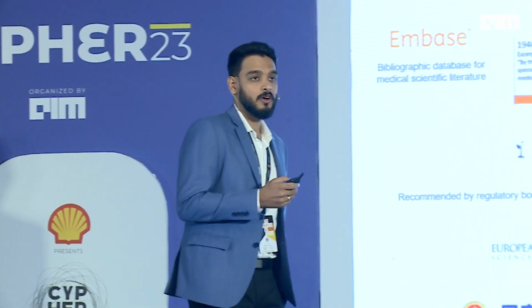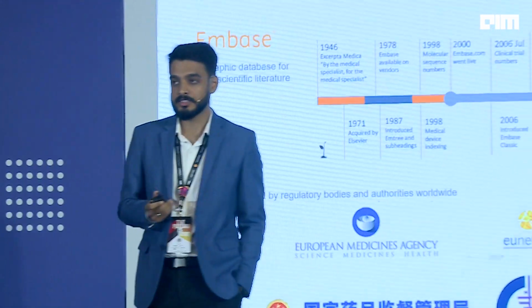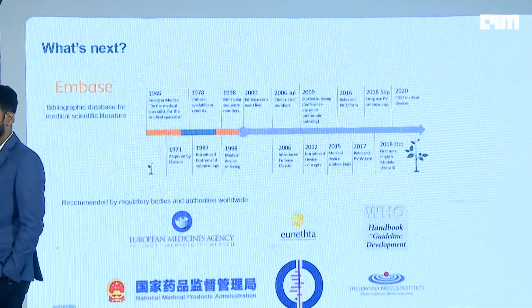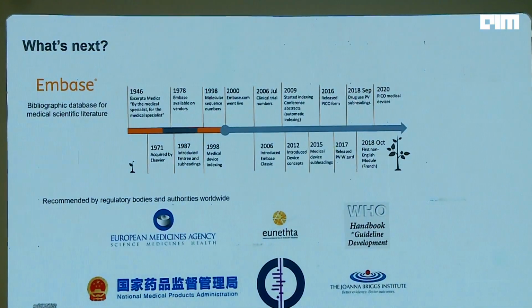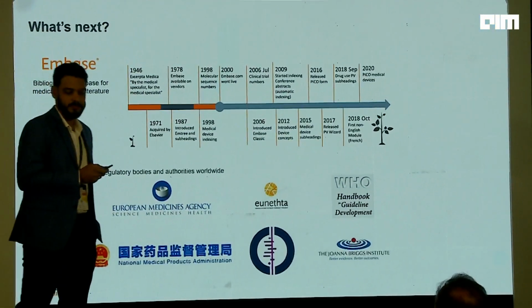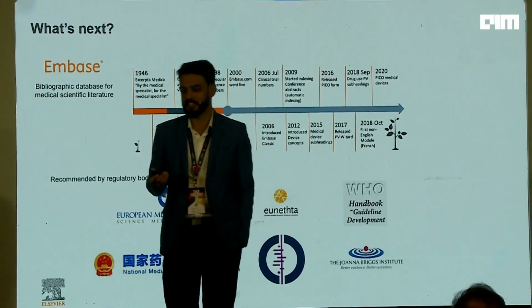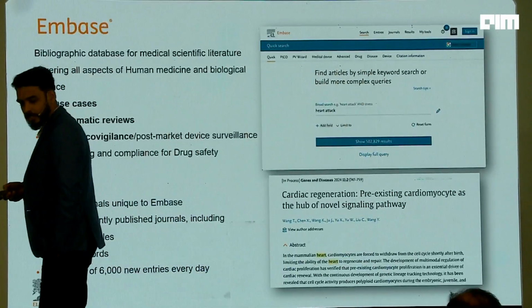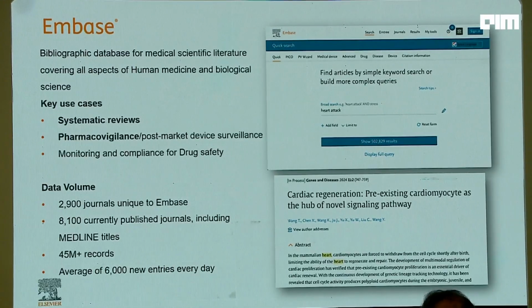Embase is a database for medical biology literature. It is one of the most popular tools of that kind, and is recommended by many regulatory authorities around the world, for example Europe's EMA, the FDA, and others like WHO. Going into more detail about Embase, it covers all aspects of human medicine and everything related to biological science.